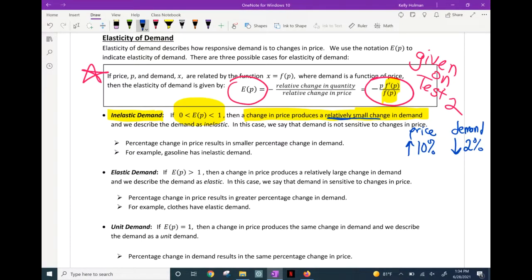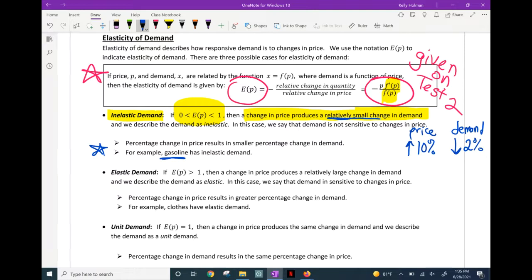So that's what it means to be inelastic. Your price is going to go up by a certain amount and the demand just changes a little. It goes down, but not very much. And examples of that are products that we need, right? So for example, gas, especially in Texas, we need gas to get around, right? If the price of gas goes up, demand is going to go down, but just a little.